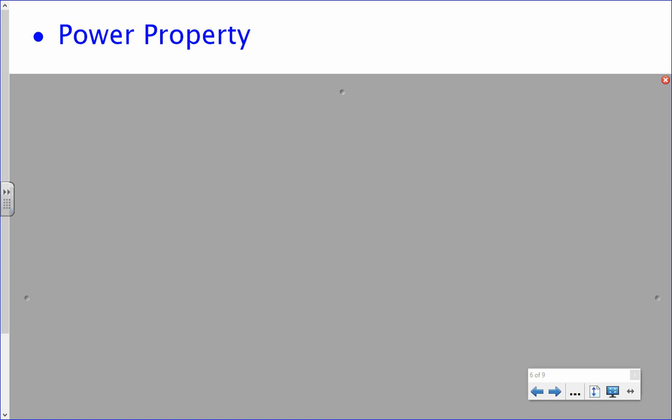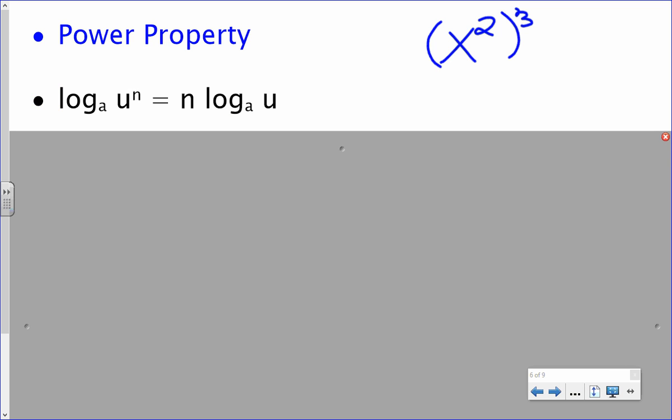The power property. So if I have x squared raised to the power of 3, what do we do with our exponents there? We multiply them. So if we have anything raised to a power inside of our logarithm, then we are going to bring it out to be multiplied in front of the logarithm. So we bring that exponent out to be multiplied.